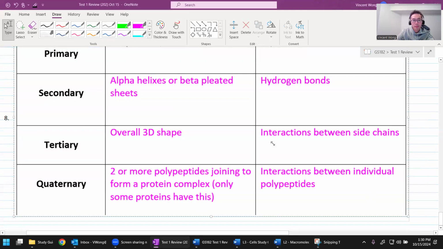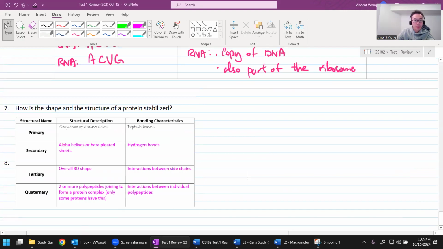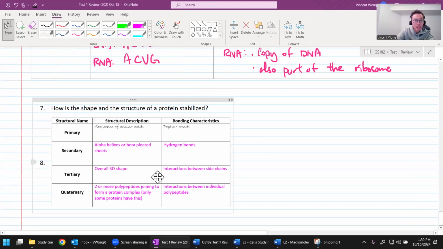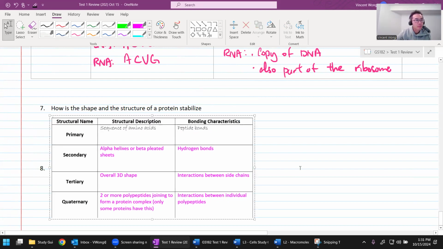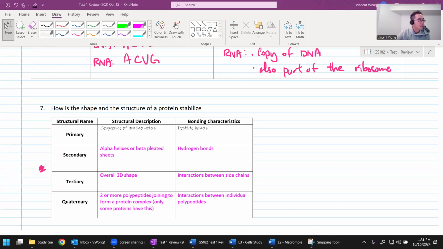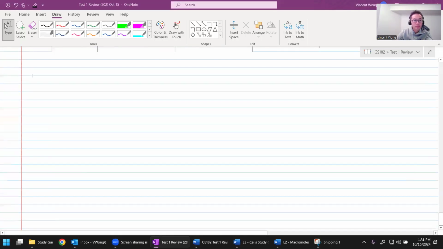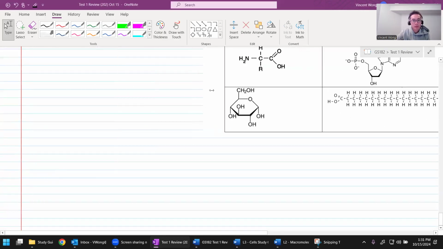There it is. Okay, so the primary is basically the sequence itself, and then secondary is the helices and beta sheets. Okay, so it's all here. You can review that yourself. Okay. Last question, which I also have to copy over. I wish there was an easy way to do this.